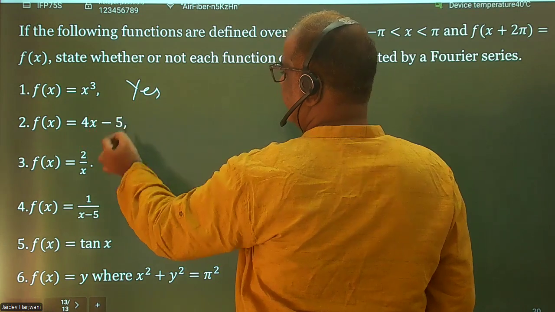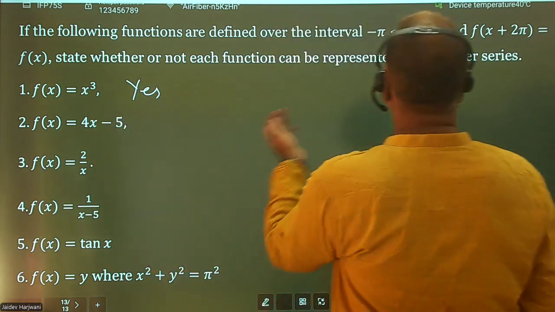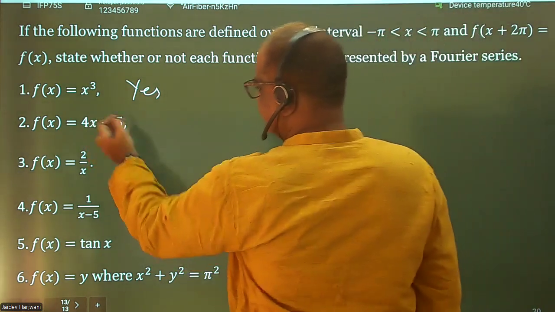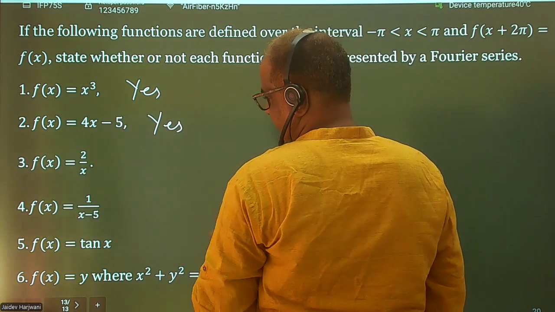This is also a polynomial. This is finite in the interval, single valued, and periodicity is already given. Nowhere is it becoming infinite. So this can be represented by a Fourier series.